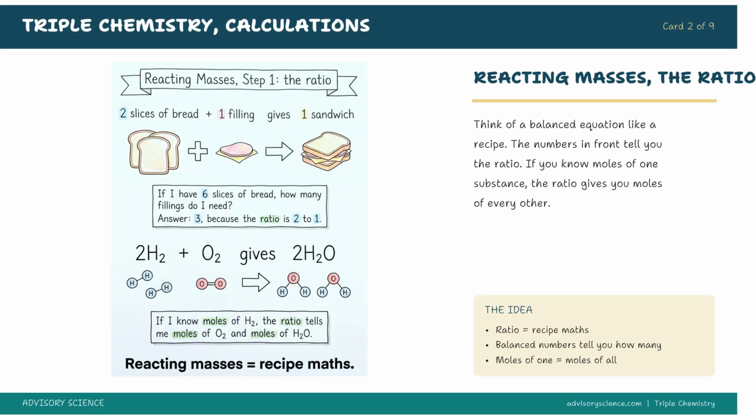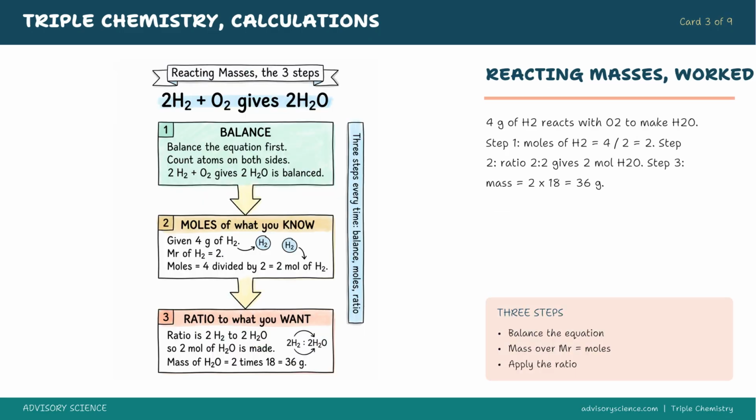Reactant masses. If you know moles of one reactant, you know moles of every other reactant and product. The balanced equation gives the ratio. There are 3 steps to do this. First of all, you balance the equation. Secondly, use moles equals mass over relative formula mass to get moles of what you know. 3. Use the ratio in the equation to find moles of what you want. Convert back to mass if needed.